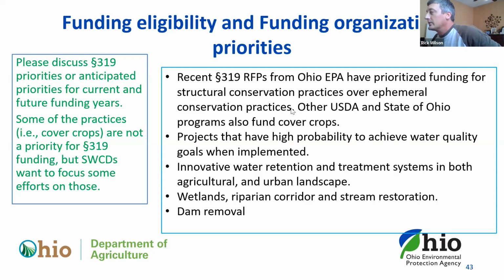So that we were advised that we should focus our priorities on long-lasting BMPs, because twofold: USDA, NRCS provides funding for that, and so does H2 Ohio. We do want to see projects that have the highest probability to achieve water quality goals when implemented. And this is mentioned throughout, innovative water retention and treatment systems in both ag and urban landscapes are priorities. Wetlands, riparian corridor, and stream restoration are priorities. Dam removals are priorities.